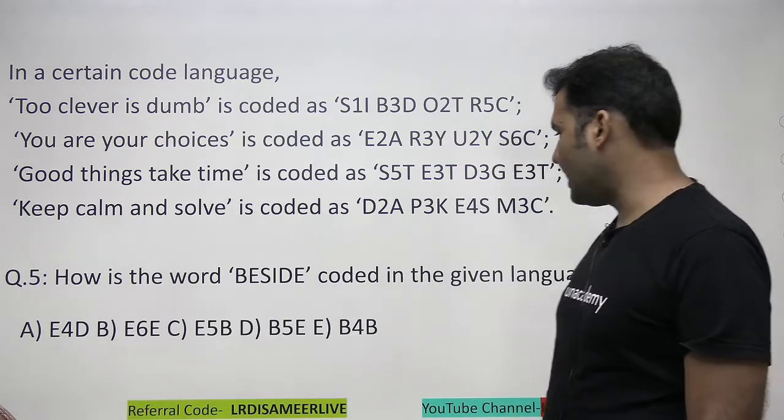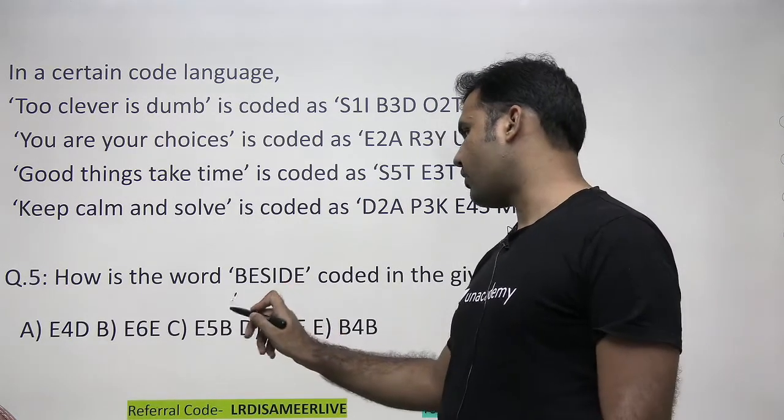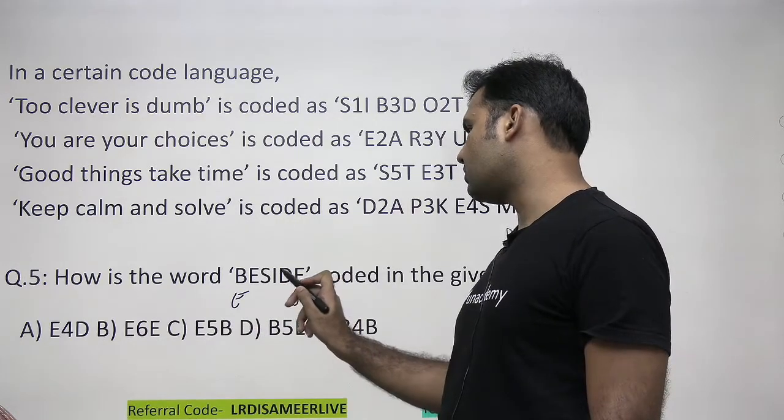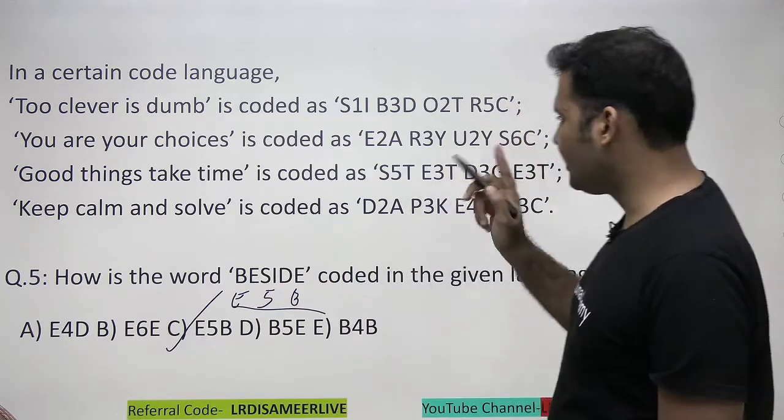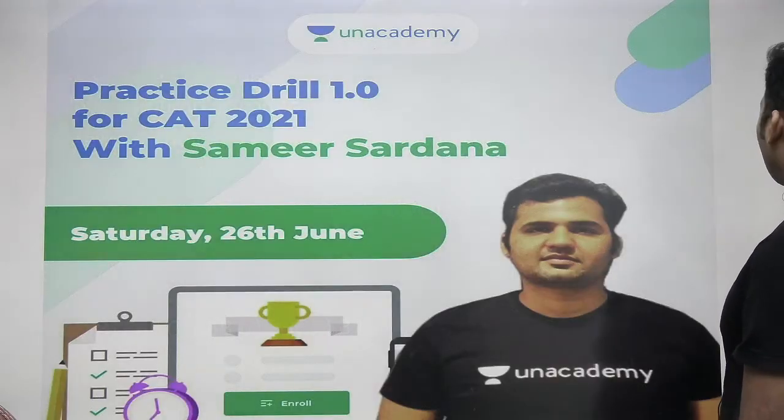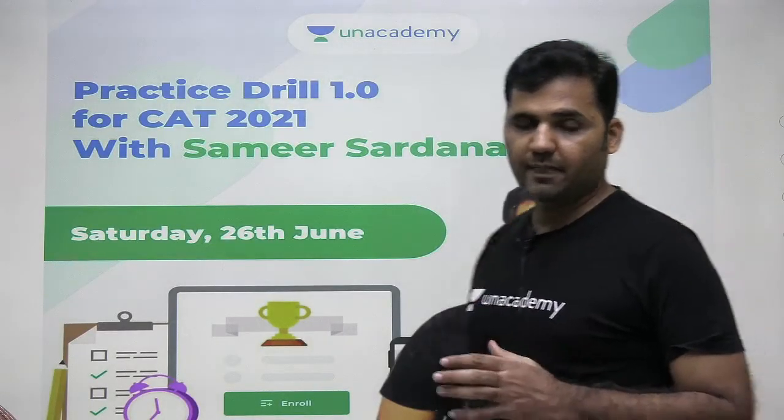How is the word beside coded in the language? Okay, questions are very easy, guys. E, B, 1, 2, 3, 4, 5, 6, E5B, right? You see that once you decode it, you can straight away get the 5 marks very quickly, right?